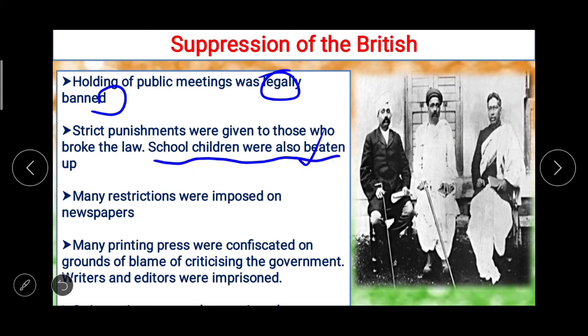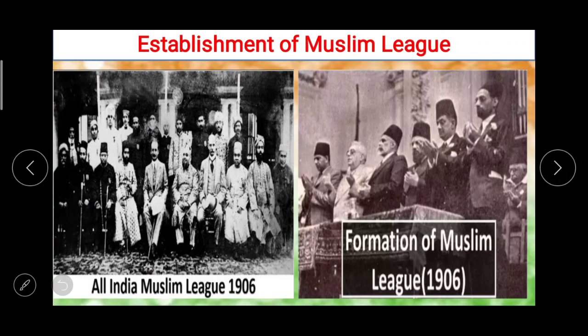Many restrictions were imposed on newspapers. Many printing presses were confiscated on grounds of blame of criticizing the government. Writers and editors were imprisoned. Strict actions were taken against the extremist leaders, and this led to a severe reaction in Bengal. Now the next point, establishment of Muslim League.